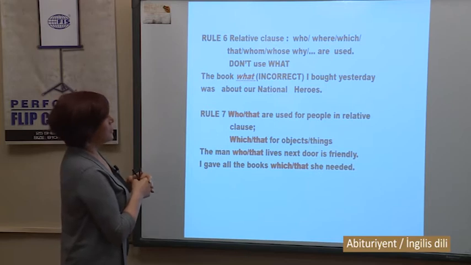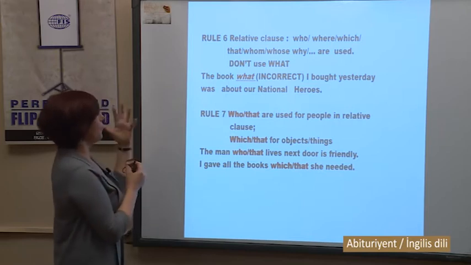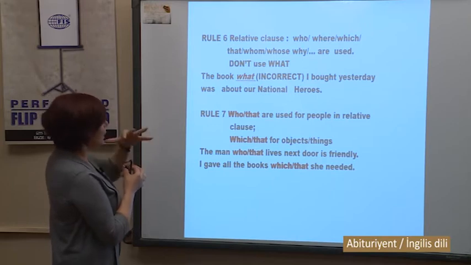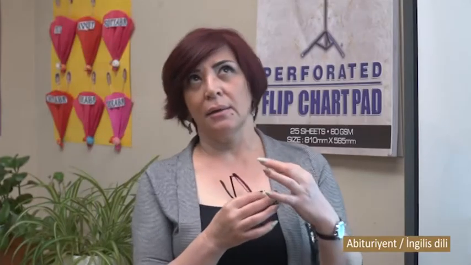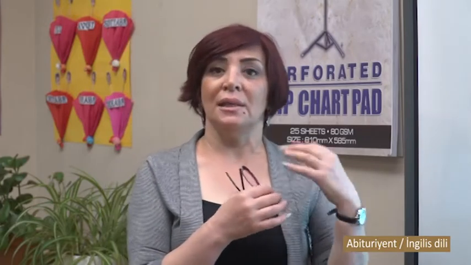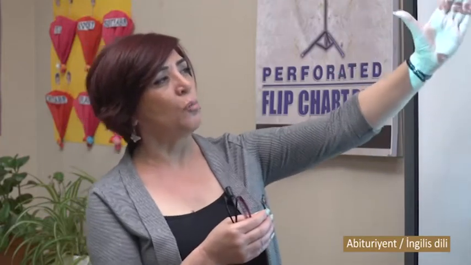Rule number 6. Relative clauses, starting with who, where, which, that, whom, whose, why, are used when we give explanation or extra information about something, about somewhere, about any day, or about someone. We use who, where, which, that, whom, whose, why, but not what. It means that in a relative clause, what doesn't appear.